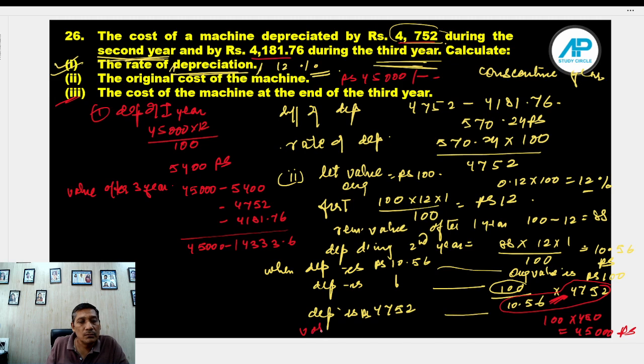So the value after 3 years equals 45,000 minus 14,036, and the answer is rupees 30,666.4. This is the value which is at the end of the third year. Please understand the question carefully. This question is a very good question, different from the other questions.